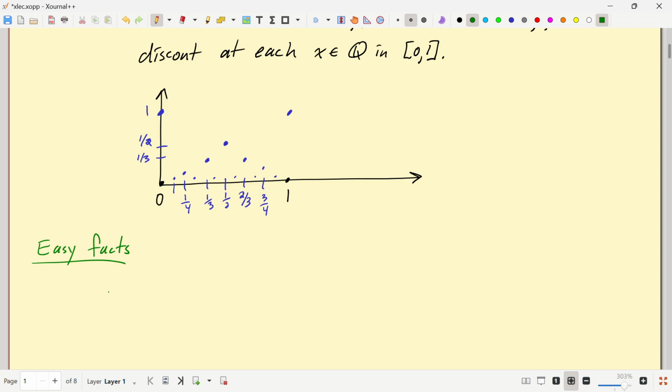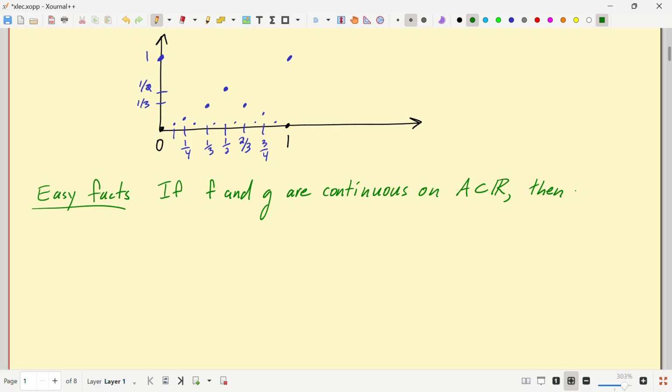So I'm not going to write both those theorems. I'm just going to summarize them by saying if f and g are continuous on a set A, then lots of combinations of them are. Then so are linear combinations, c1 f plus c2 g, where c1 and c2 are constants.